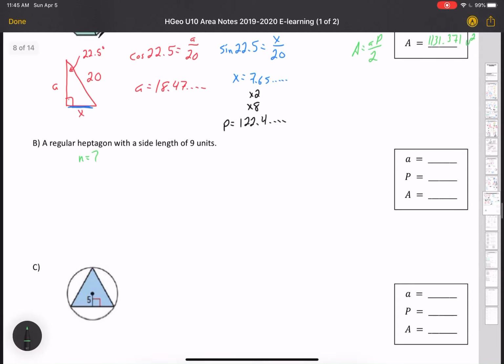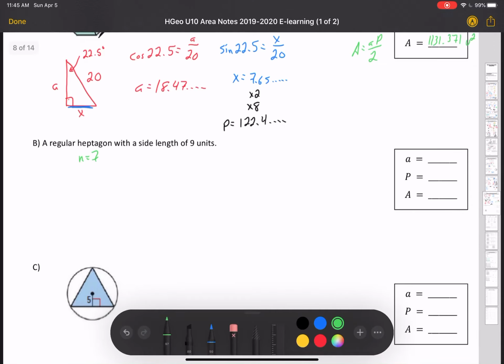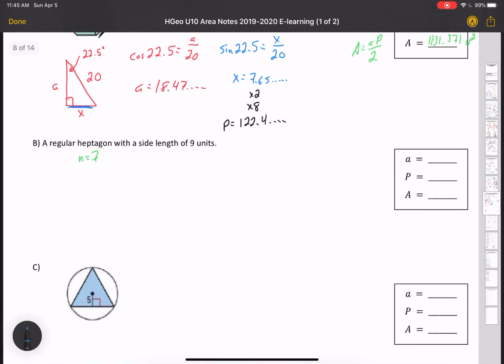Heptagon is going to be 7 side lengths. Okay. We know the side. Seven sides, and we know the side length is 9 units. Well, that helps us out because we're able to find the perimeter pretty easily when we're given that. Perimeter is 63. Helps us out a little bit.